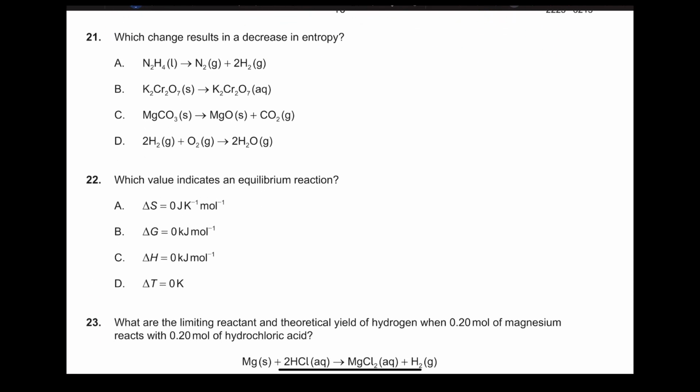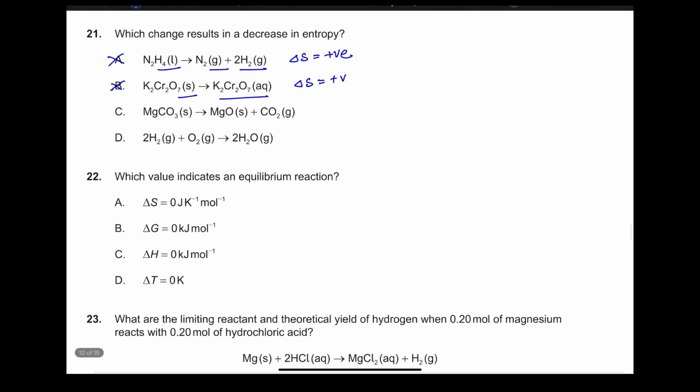Next, which change results in the decrease in entropy, right? So where entropy decreases. If liquid gets converted to gas, randomness increases. So delta S is positive in this case, not negative. A is incorrect. Solid is becoming aqueous. Again, if you're mixing solid in a liquid, right, the solid particles or the molecules can move freely in the liquid. So randomness increases. Delta S is again positive in this case.